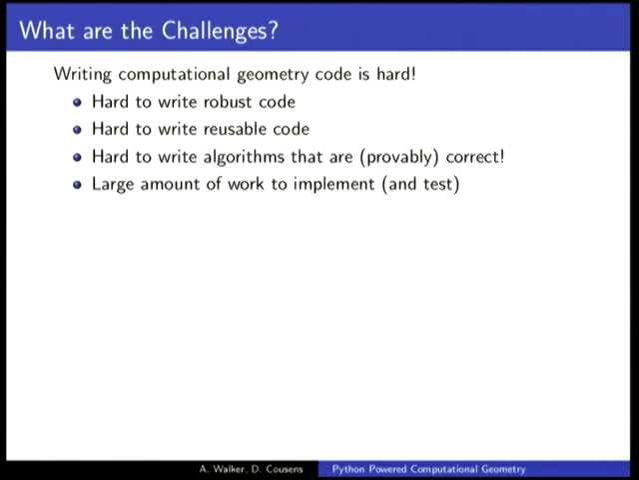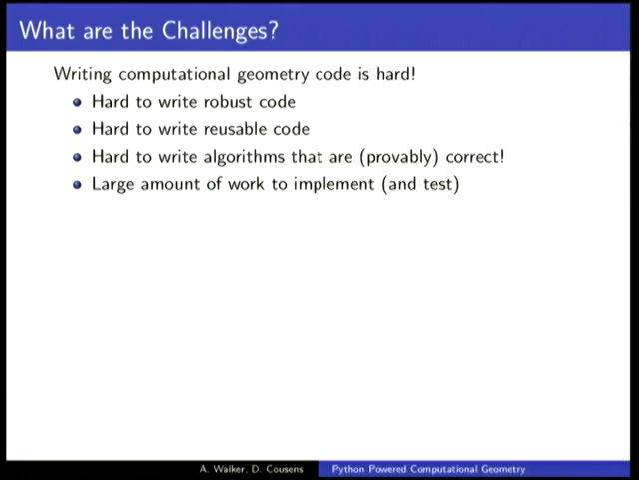So what are the challenges? Computational geometry is hard. Who's written computational geometry code, intersections or triangulations, and had them blow up because of some crazy edge case? It really is hard to write robust code.